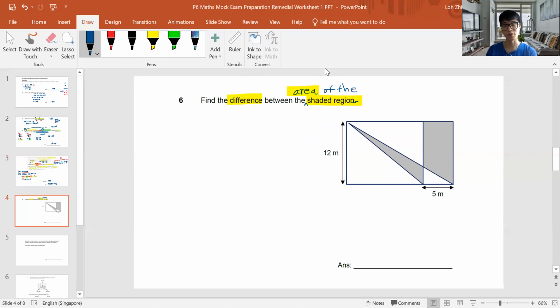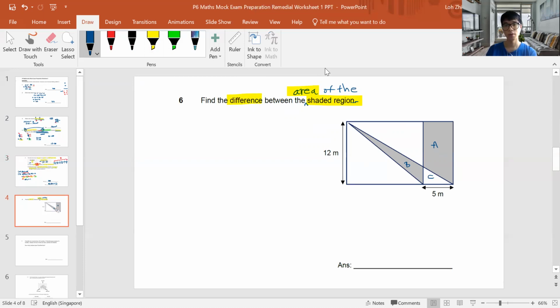Now, I have two shaded regions. I want to find the difference of it, meaning the bigger minus the smaller one. I think that's the difference. So let me just assume that this is A, here's B, and here's C. This is how I name it.